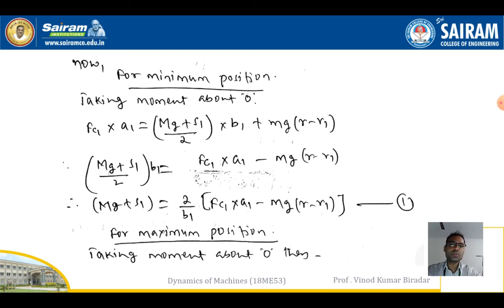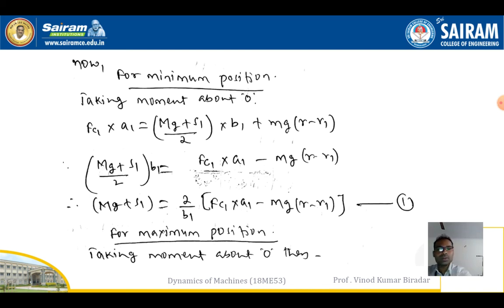Taking the moment about o for the minimum position, looking at only block diagram one, the moment about o is equal to fc1 into the distance, the height a1. Similarly here, you make the horizontal forces and vertical forces equal. So fc1 is the centrifugal force, times the horizontal distance, and (mg plus s1) divided by 2, times the distance b1, the vertical distance. Again, the gravitational force, the weight mg, times the distance which is the total distance minus r1. So that formula we are going to take.